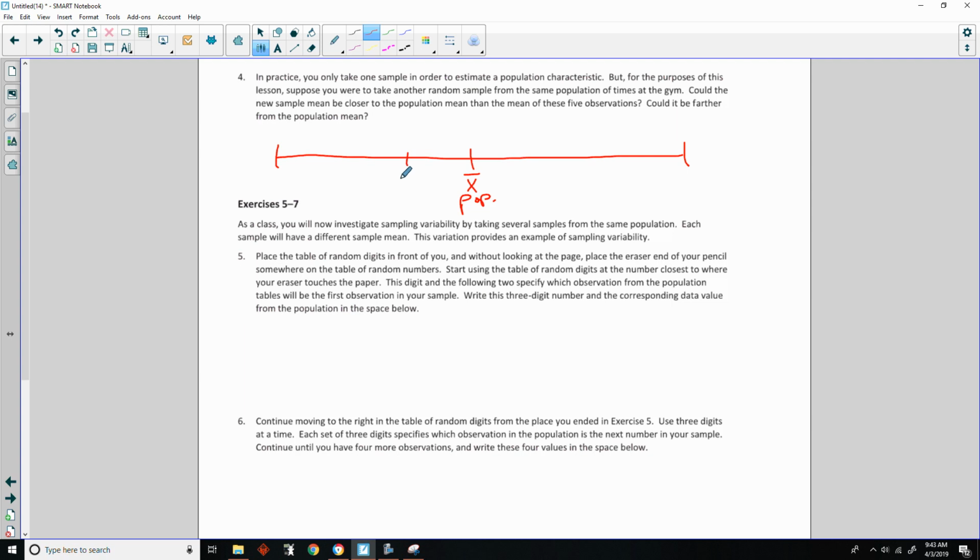Say my mean ended up here, and I'll call it X bar sub 1. What this is saying is, could the new sample mean be closer to the population mean than the mean of these 5 observations? So could I come up with a mean on my second try that's closer? Or could I come up with a mean that could be way over here maybe, which is a bigger distance than this, and it doesn't have to be less than, it could be on this side, and that could possibly be my mean over there. That's what this question's asking. And of course it could be less than or greater than, because again, we're just doing a sample.